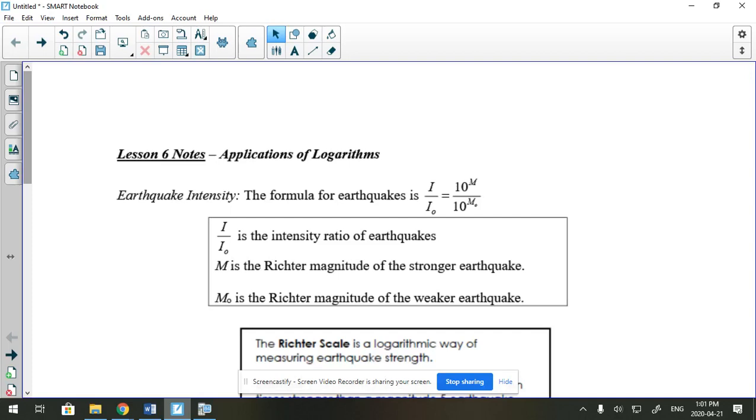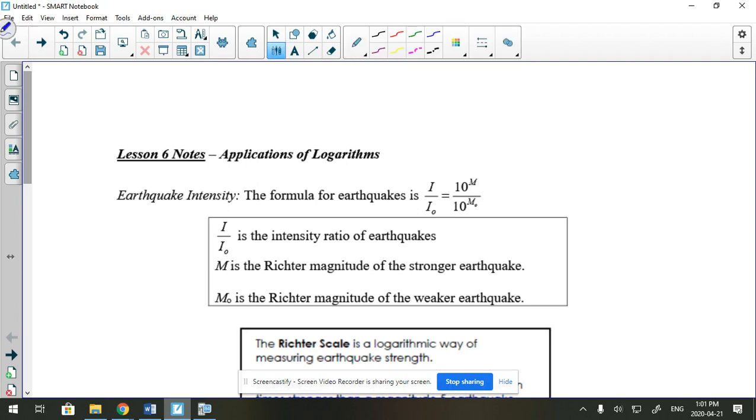We're on to lesson 6 notes, applications of logarithms. So we're just going to apply what we already have learned about solving logarithmic equations and exponential equations, and actually see the real world applications of this. So there's 3 different types we're going to go through, and I will provide you with the formulas for them, and then you just have to work around them.